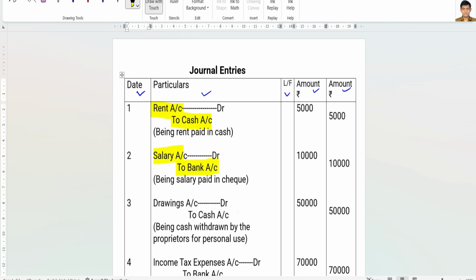And of course, you should give narration below the journal entry. And as per the traditional rules, before starting the narration, we use the word being. And after that, just write a short description of the transaction. Here, salary is paid by us, so being salary paid by check. And in the previous entry, rent is paid by us, so being rent paid in cash. Don't forget to give the narration after the end of each journal entry. Now come to the next journal entry.